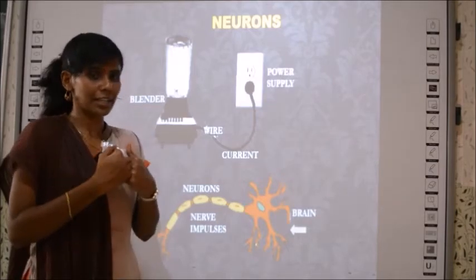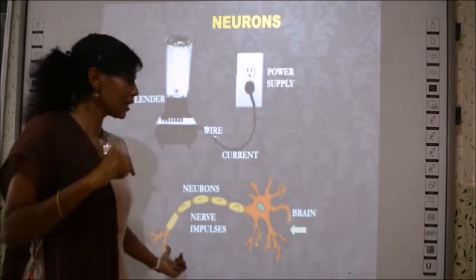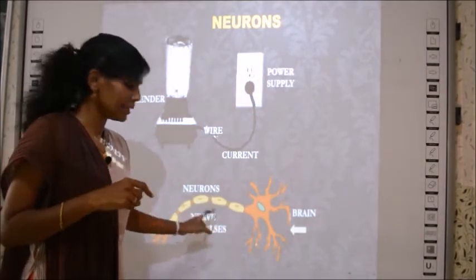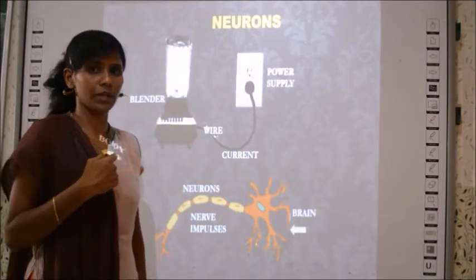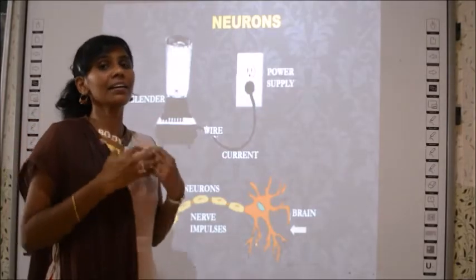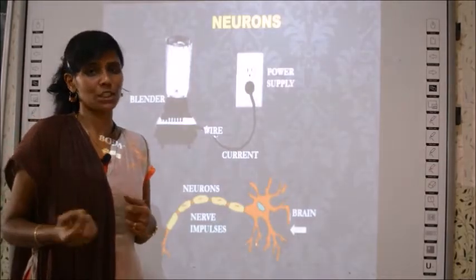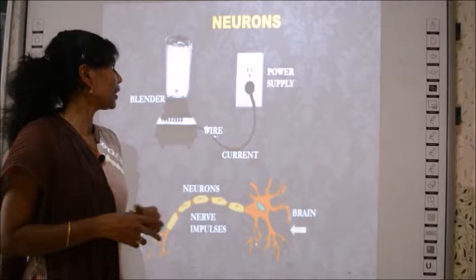Clear? I will tell you again, the brain sends a signal to a body part, for which you need a neuron like a wire and nerve impulses like the current which passes through the wire. So nerve impulses pass through the neurons and carry the message from the brain to the body parts. So the body parts will respond or react. This is all about neurons.